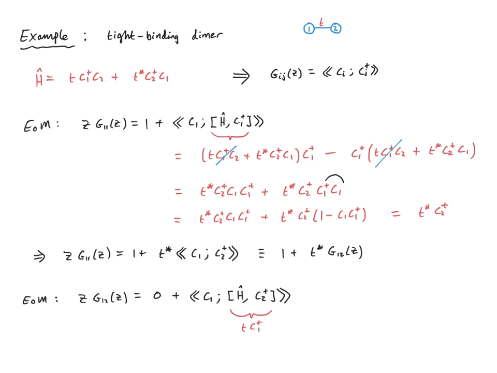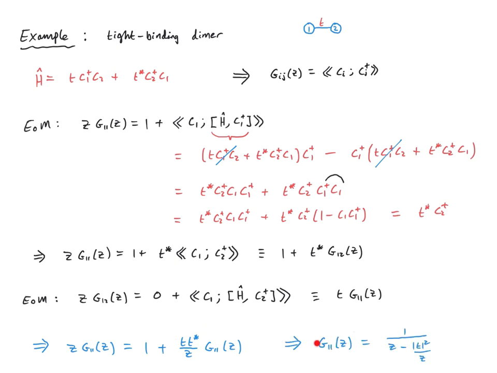I will leave it as an exercise for you to confirm that this commutator evaluates to T times C1 dagger. And therefore, on the right-hand side of this equation, I find simply T times G11 of z. This is nice because the system of equations has closed. If I substitute in our expression for G12 into our first expression, I can then eliminate G12 and write everything in terms of G11. Then I get that z times G11 is equal to 1 plus T star times T over z of G11 of z again. I can now solve this equation for G11, and I also notice that T star T is simply the square modulus of T. I find that G11 of z is equal to 1 over z minus the square modulus of T over z.